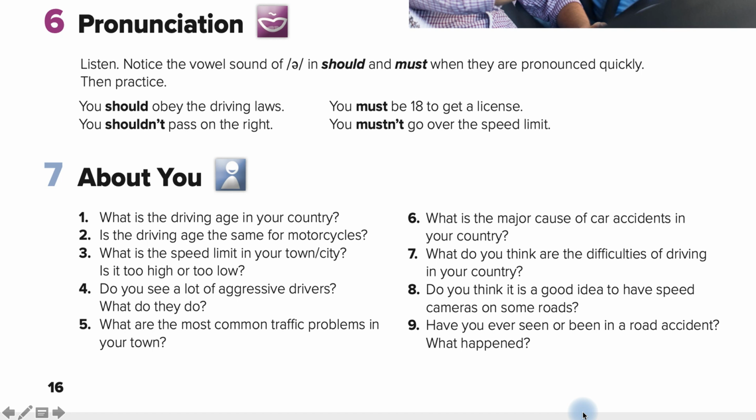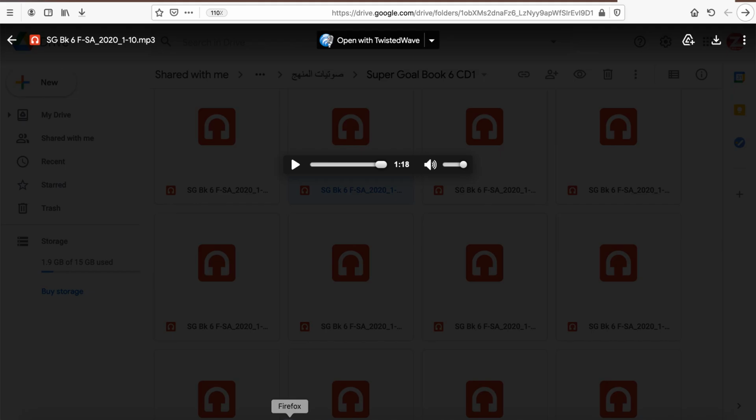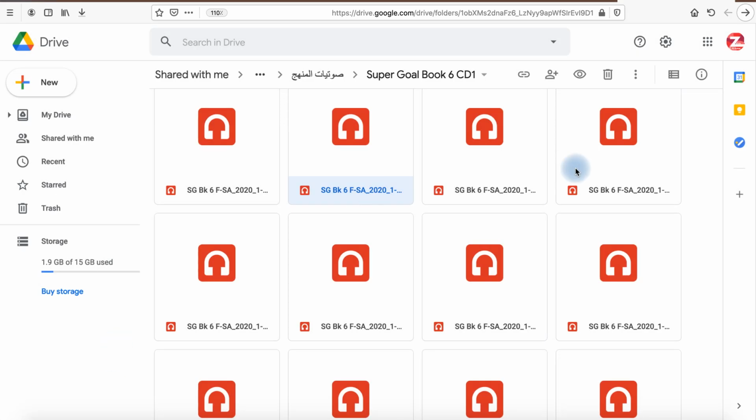So get ready to listen and please follow up, and then of course later on you are supposed to practice pronouncing these given statements.